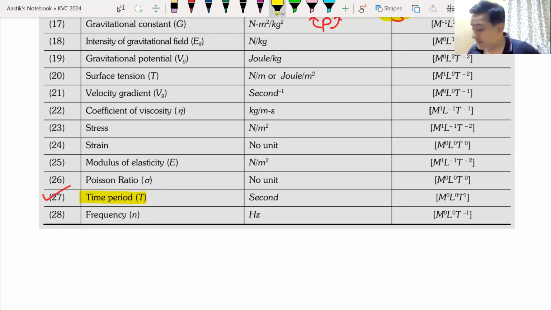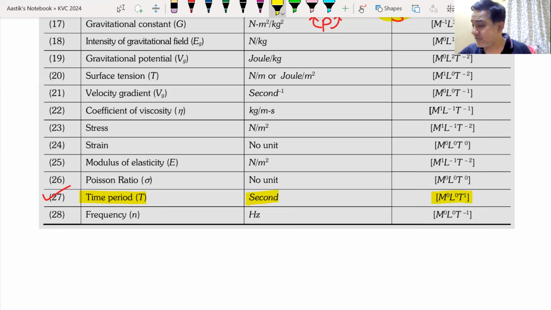Yes. Time period is time. Therefore, its SI unit is seconds. And the dimension is simply M is not there, L is not there, only T. Time is there, T raised to the power 1 or simply T. That is time period. Please remember this because we might be requiring this.